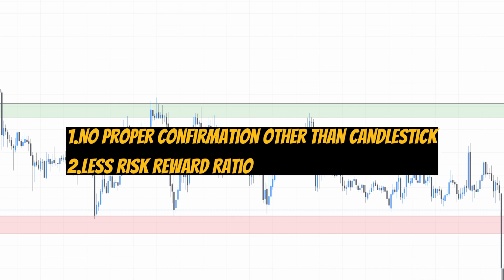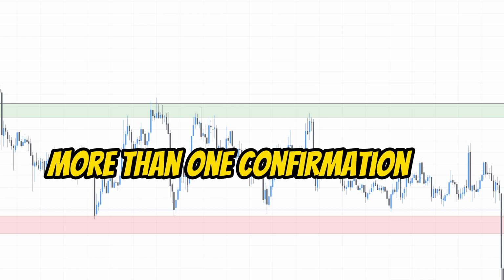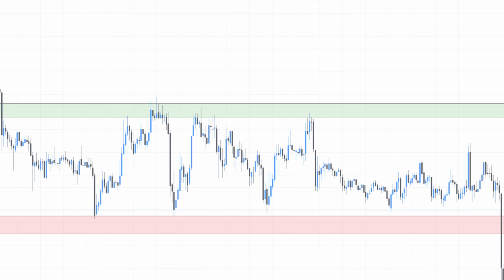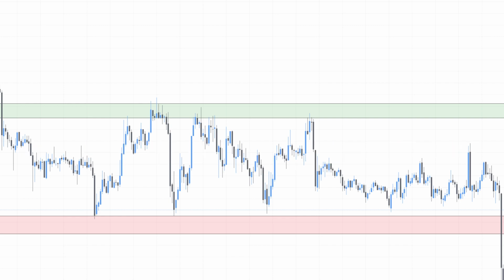First is no proper confirmation apart from the candlestick. Second is your risk-reward ratio is bad. If you start taking trades based on only one confirmation, you will only end up losing your money. So my advice to you all is to start trading with more than one confirmation, which I am showing you. My tip for you is to only look at key levels and the reversal candlestick patterns that I am about to show you in this video.